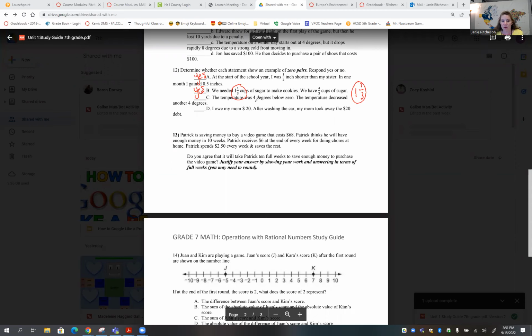The temperature was 4 degrees below zero, and then the temperature decreased another 4 degrees. Is that zero? No, that would be -8. I owe my mom $20. After washing my car, my mom took away the $20 debt. She canceled the debt. So it's just like her mom paying her $20. So yes, her debt has been paid. That is a zero pair.